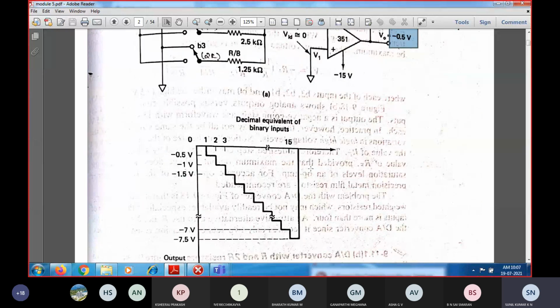Because of that, we can see the analog waveform. We will be getting the staircase waveform, but in the negative direction, so you can see an inverted negative staircase waveform. If we had connected to the non-inverting terminal, we would get a positive staircase waveform like this, whereas since it is connected in the inverting amplifier configuration, we get the negative staircase waveform.